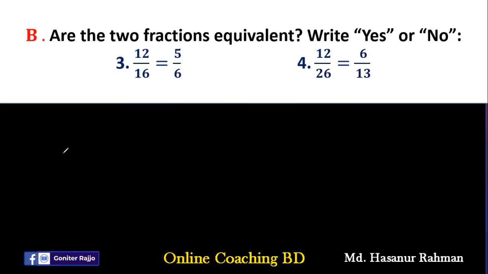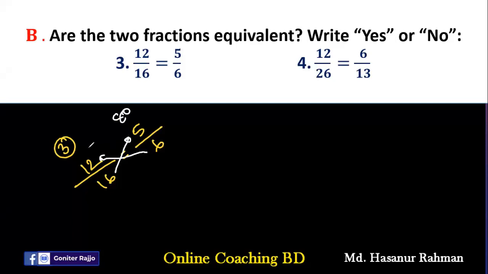Now number 3. Number 3 says 12 divided by 16 equal to 5 divided by 6. So how can you solve it? Look, if we multiply this numerator by this denominator, then you will see 5 16s are 80 and 6 12s are 72. Look, both are different numbers. So that is not an equivalent fraction.